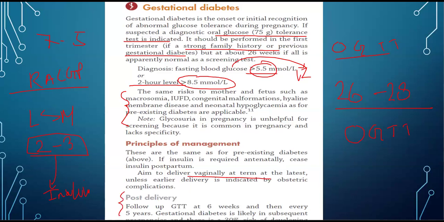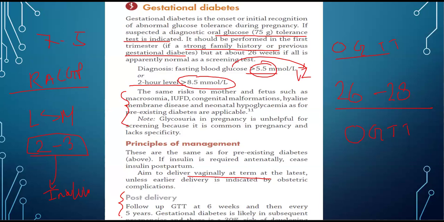Now this comes up in the exam: how to follow up a gestational diabetes patient after delivery. According to GEM, follow-up should be done with an OGTT at 6 weeks, and then an OGTT every 5 years. That has been changed by RACGP, so I want you to go to the RACGP guideline and have a look at this follow-up. They say that you don't need to do an OGTT; you just need to do a fasting blood sugar or an HbA1c. So go through the RACGP guideline for this.